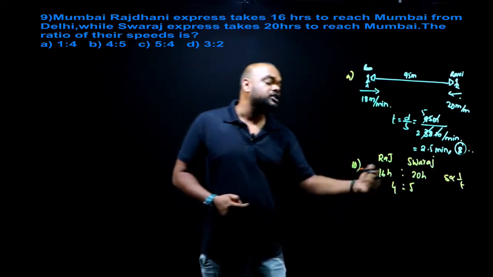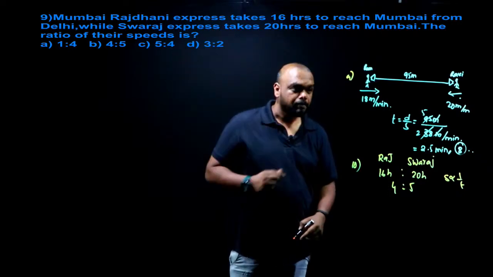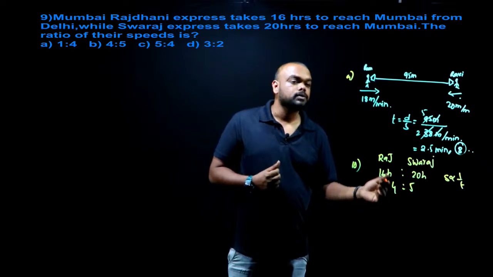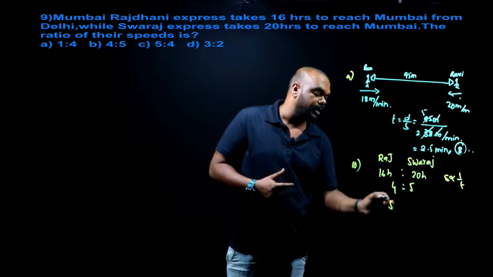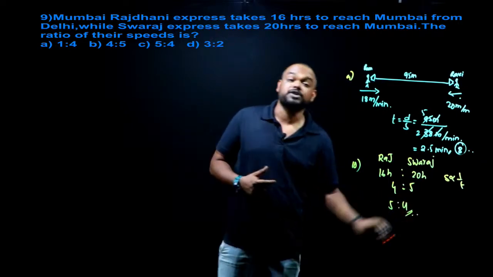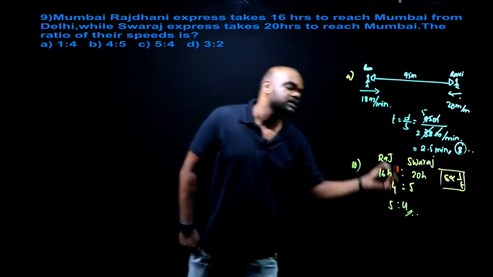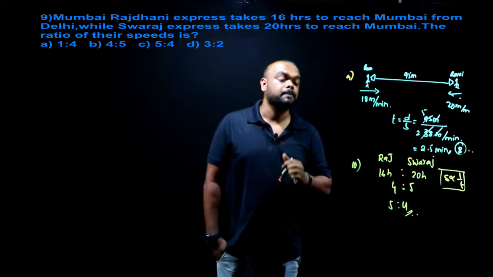So if the time ratio is 4:5, then what will be the speed ratio, guys? You tell me. What will be the answer? 5:4. That's it. Speed ratio will be 5:4. Very simple question, guys. You must know this part. If you know this, you can just play with the questions, guys. Okay. Next question, please.